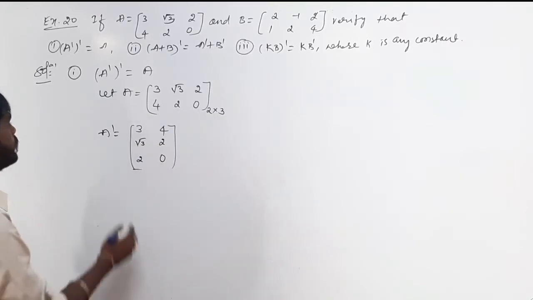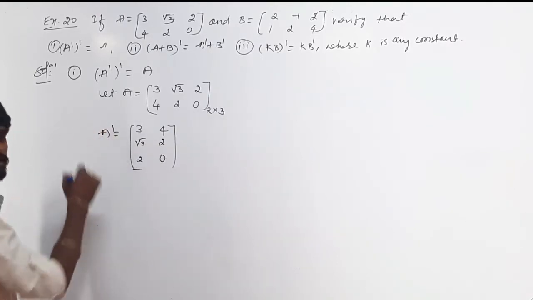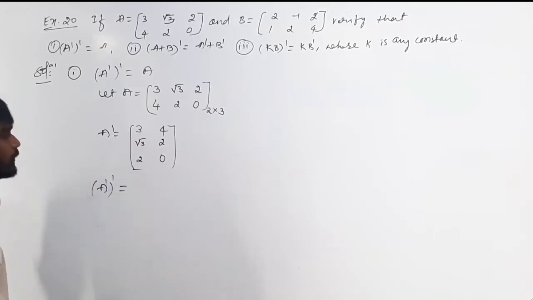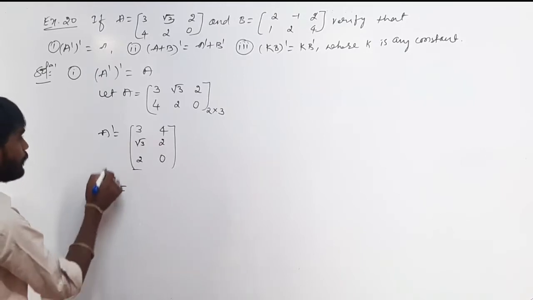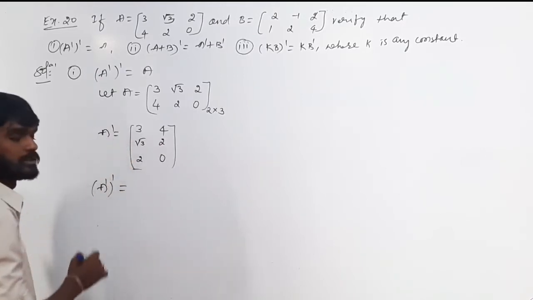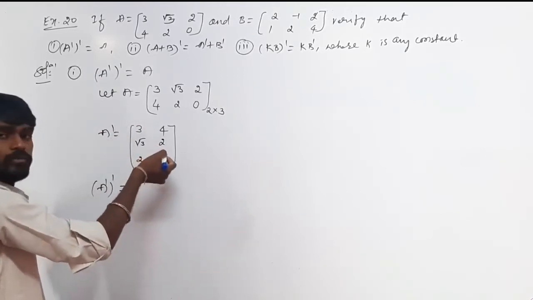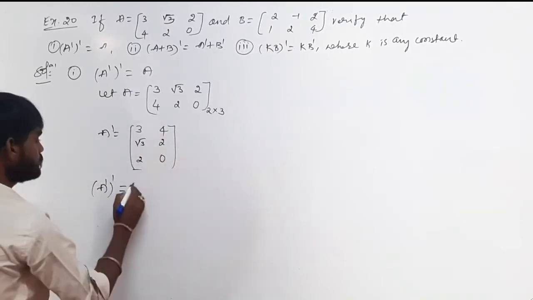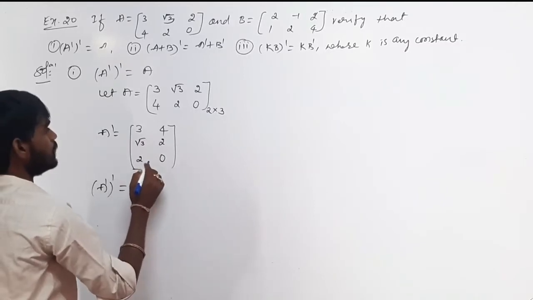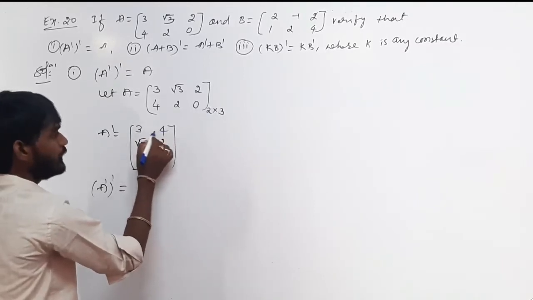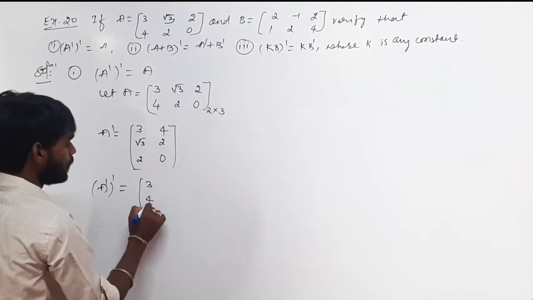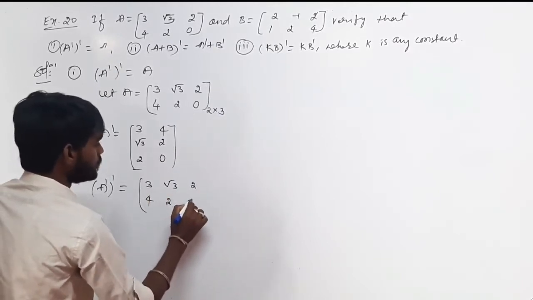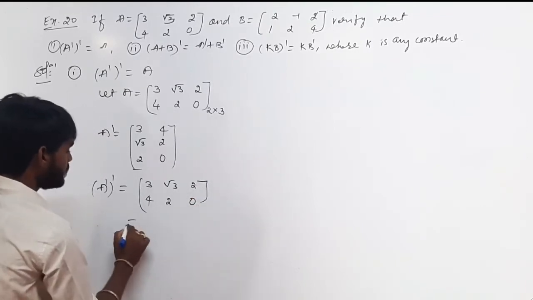Next we have to apply one more transpose, that is (A dash) whole dash. Already we have found the value of A dash. Now we have to find one more transpose of this matrix, so these rows in terms of columns. This is equal to, so this 3, 4 is in a row. Next we write it in a column. So root 3, 2, next 2, 0. So this matrix is equal to A.